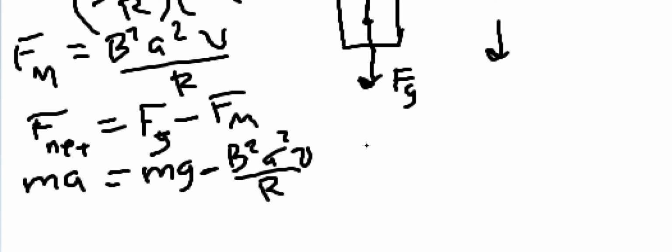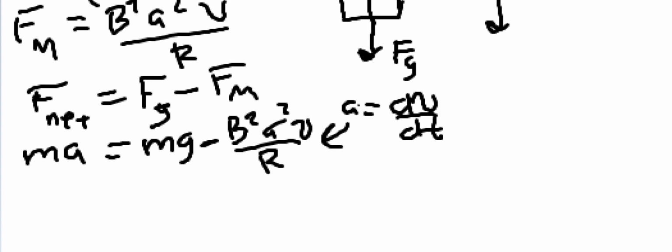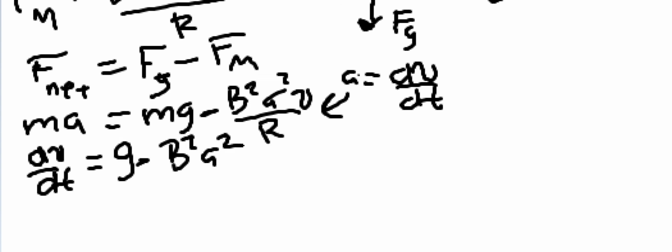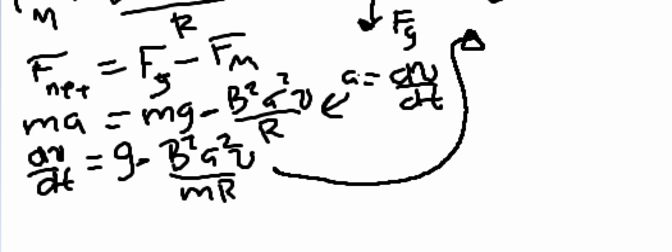And a is equal to dv/dt. Many of you are seeing it: we can plug that in here, and this is becoming a differential equation. So I'm going to divide by m, and we will get g minus B squared a squared v over mR. This is becoming nasty, so I'm going to go to this side where there's a little more space and continue.